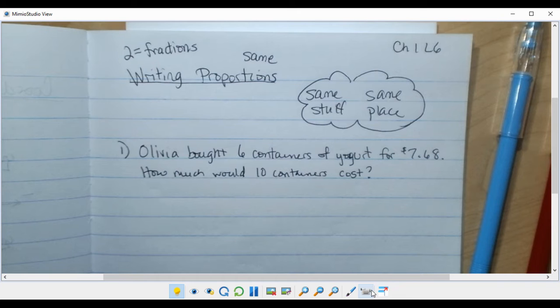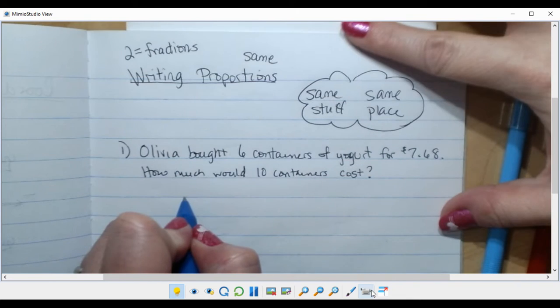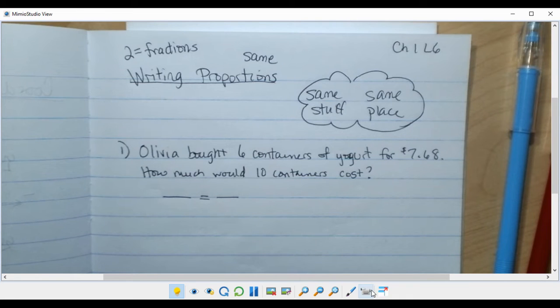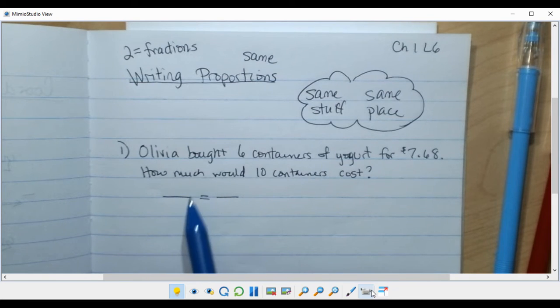Let's set up the basics of the proportion. I call this line equals line because that's exactly what it looks like. It's the 2 fraction bars, since I've got 2 equal fractions with the equal sign in the middle. All right, so line equals line sets up those 4 places that you have to fill in.